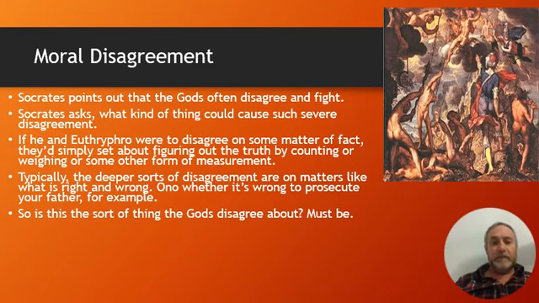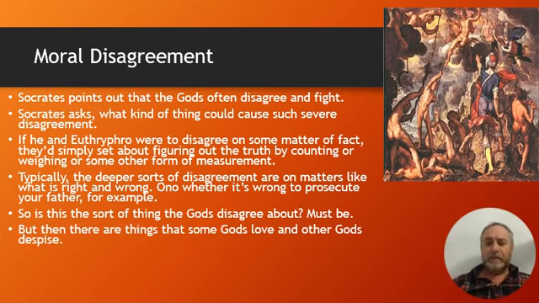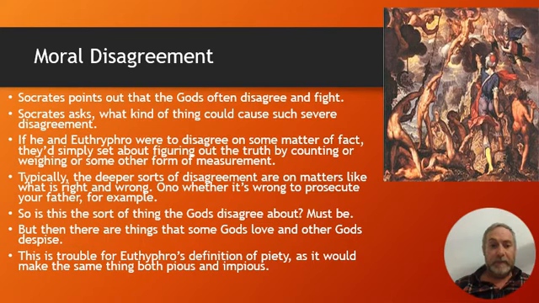So is this the sort of thing that the gods are disagreeing about? Well, it must be, right? So the gods must be disagreeing about what's right and wrong, which would mean, according to your definition, Euthyphro, that some things are loved by some gods and despised by other gods. If they're disagreeing about right and wrong, then they must be disagreeing about what they love and don't love. So, according to your definition, since the gods disagree, the very same thing might be both pious and impious, and that sounds like a contradiction.